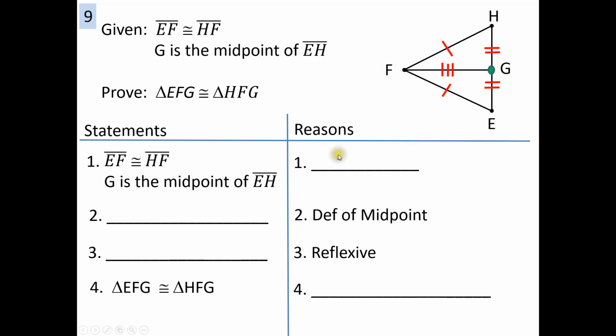Okay, this is given. Okay, by midpoint, if G is a midpoint, then we can say that EG is congruent to HG, right? So that's there. And then reflexive is the one that's shared, right? FG is congruent to FG, so we put that there. And then what reason are the two triangles congruent? Yeah, side, side, side, right?